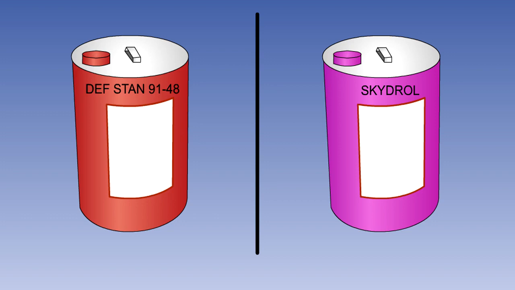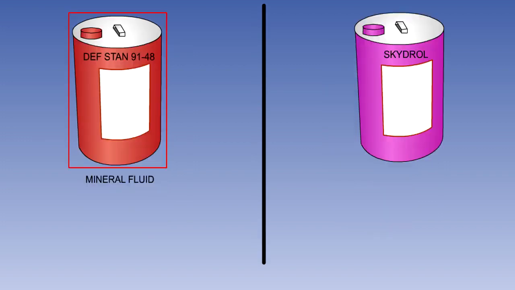The two types of fluid you are likely to meet are DefStan 91-48 and Skydrol. DefStan 91-48 is a super clean mineral hydraulic fluid. Recommended for all hydraulic systems operating under high pressures and low or very low temperatures, from minus 54 degrees Celsius to plus 90 degrees Celsius.